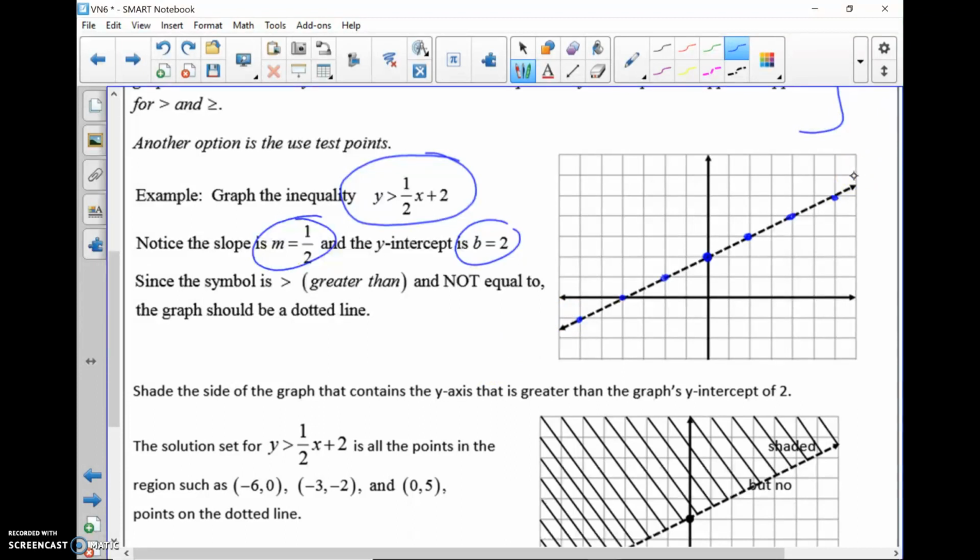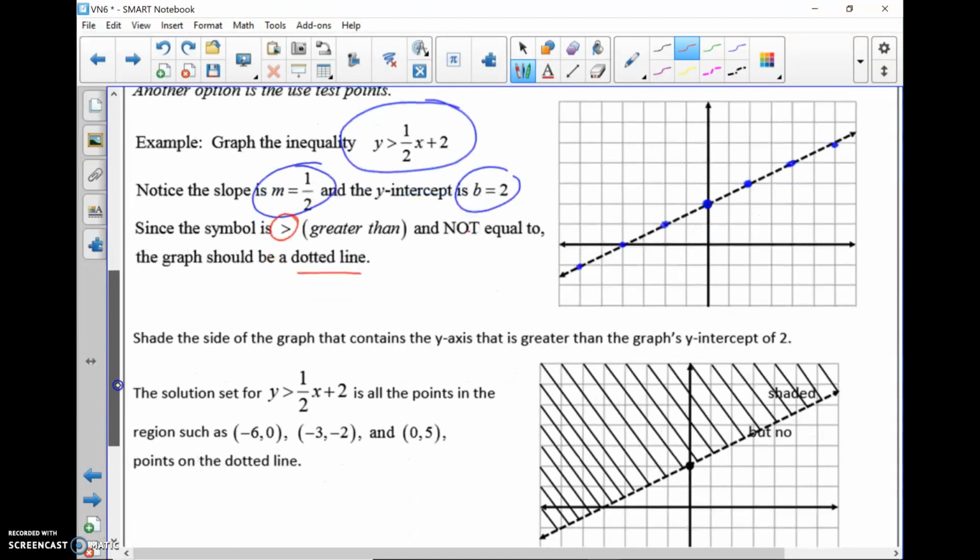For inequalities, you need to wait a second and ask yourself, is it a solid line or a dotted line? And because our symbol is just greater than, it is going to be a dotted line or a dashed line. If it were greater than or equal to, it would be solid. But it's dashed here because it's just greater than.